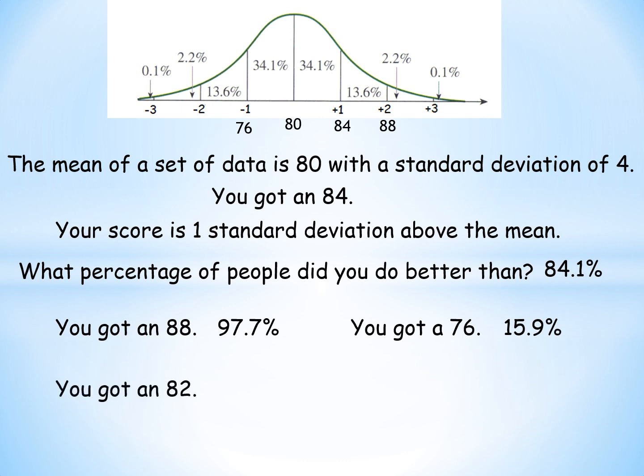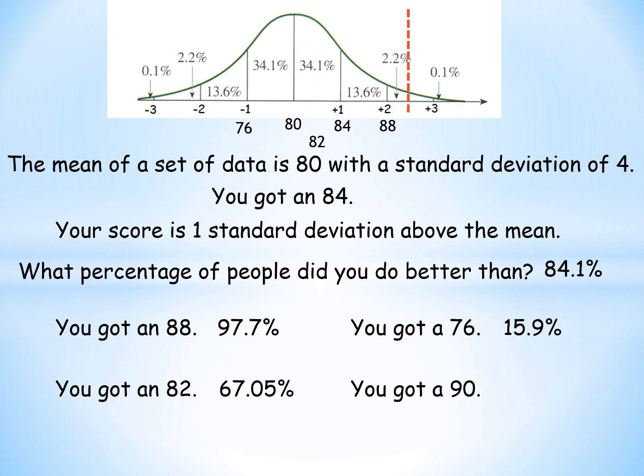But what if you got an 82? Now you're no longer right on one of the standard deviations. But this would be like 0.5 standard deviations above the mean. So that wouldn't be too hard to figure out, because I could take this 34.1 divided by 2 and then add up all the rest on this side here of the curve. And that would still tell me what I needed to know. And that would be 67.05%.